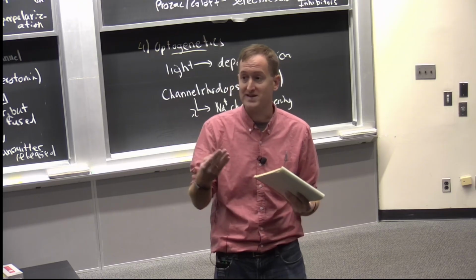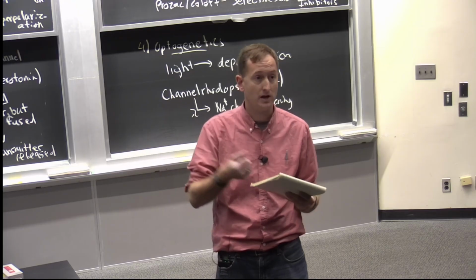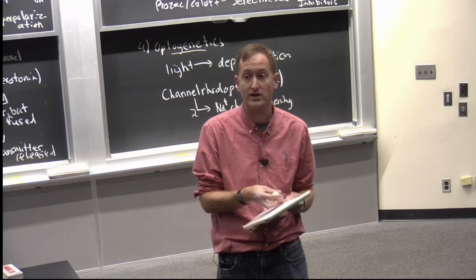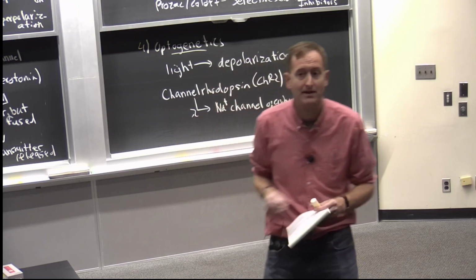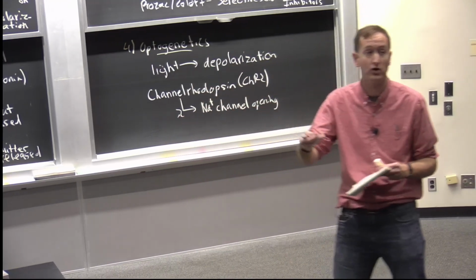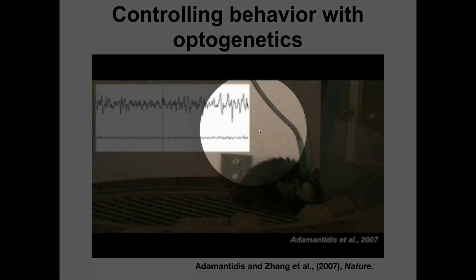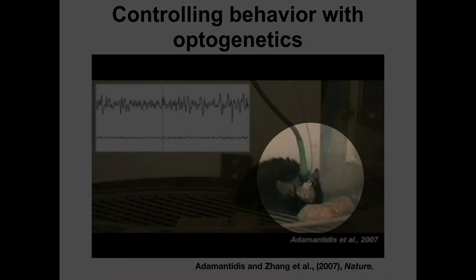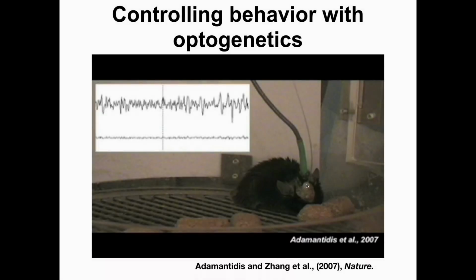And if that's expressed specifically in the neurons that you're trying to test, you can then shine a light into the brain of the organism and activate specifically this type of neuron. And that allows you to test the function of the neuron in the behavior of an organism. So in this case, this mouse, the light is shined into its brain, and they're testing a specific type of neuron that is involved in arousal of the mouse, and it wakes up.